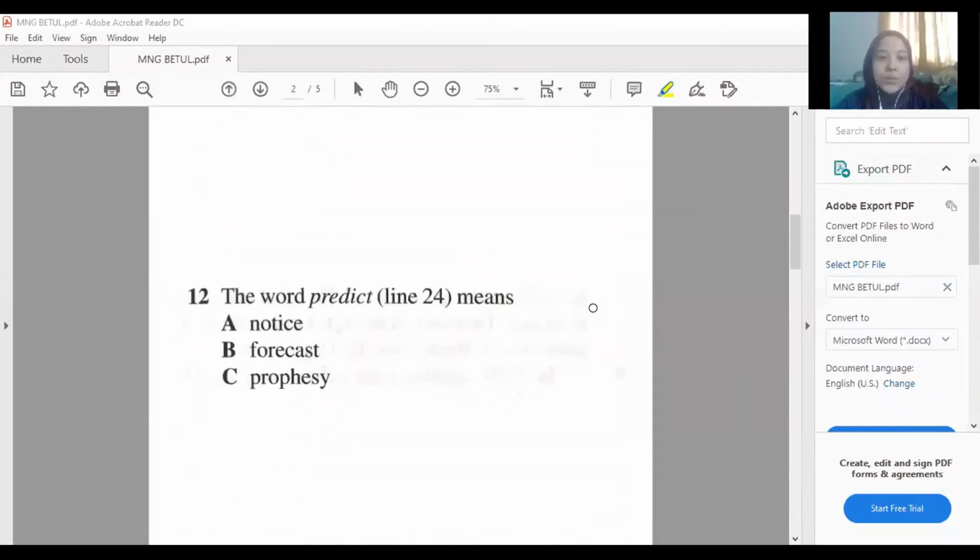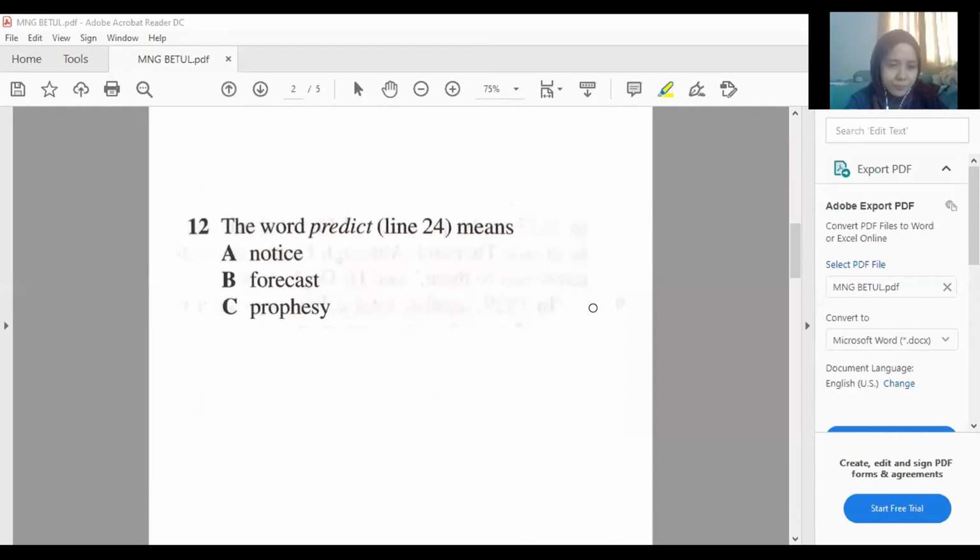So the first question is question number 12. The word "predict", line 24, means. Firstly, you need to identify the MNG type of questions. This is the MNG type of question because it asks for the meaning. This can be the contextual clues for definition type of contextual clues.